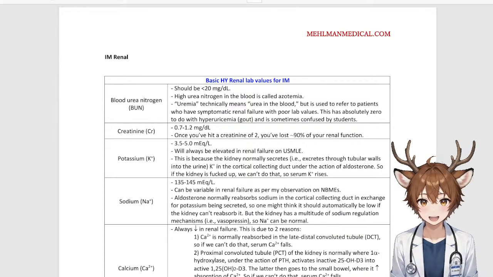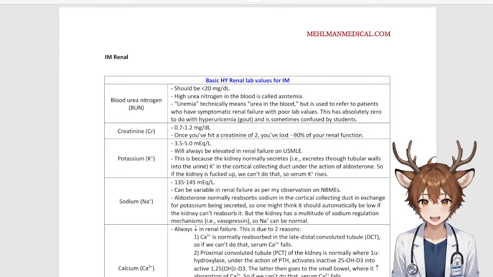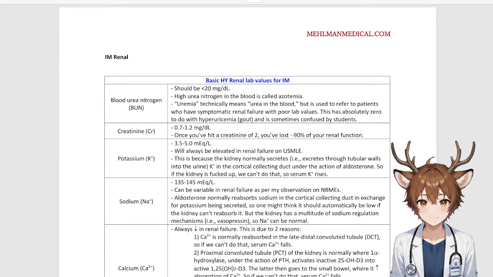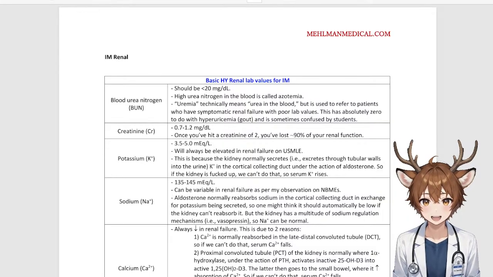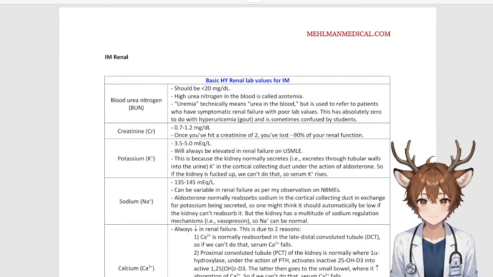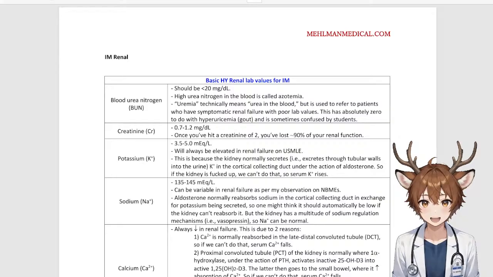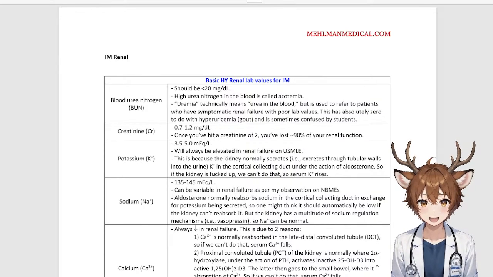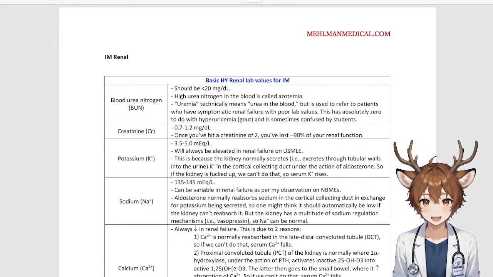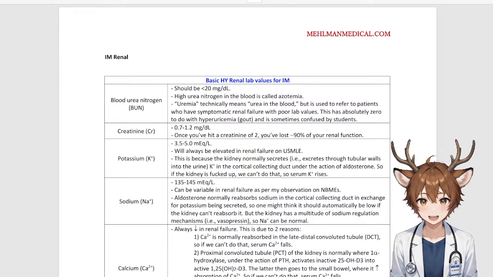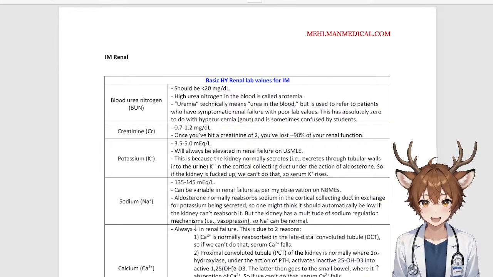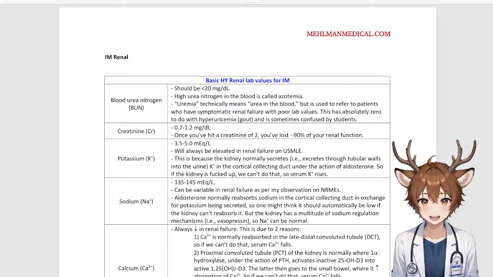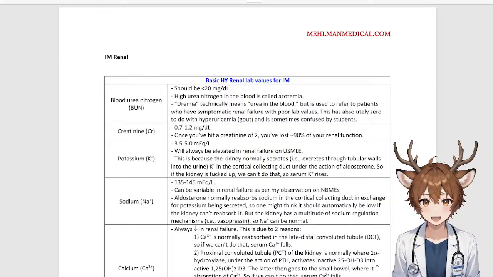Creatinine, or Cr, 0.7 to 1.2 mg/dL. Once you've hit a creatinine of 2, you've lost 90% of your renal function. Well, that's pretty serious. Potassium, K+, 3.5 to 5.0 mEq/L, will always be elevated in renal failure on USMLE. This is because the kidney normally secretes, that is to say excretes through the tubular walls into the urine, potassium in the cortical collecting duct under the action of aldosterone. So if the kidney is messed up, we can't do that, so serum potassium rises.